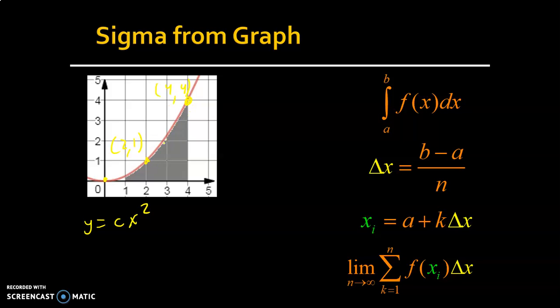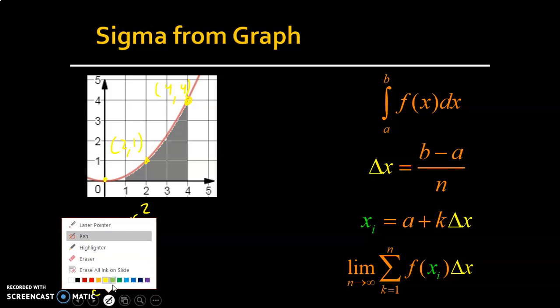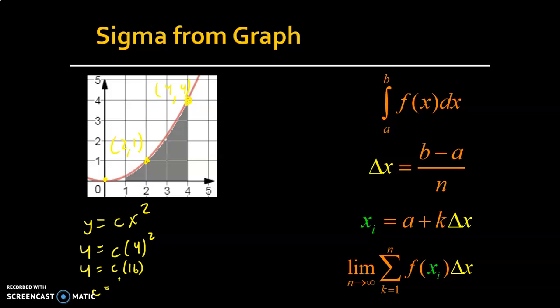So I can pick either of these points. These are the obvious ones. 0, 0 doesn't help me because I can't figure out what the constant is. So let's take this point 4, 4. 4 equals c times 4 squared. 4 equals c times 16. So c would be 1/4 if I divide both sides by 16. So my equation for f of x is 1/4 x squared.